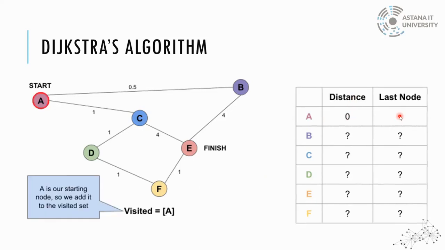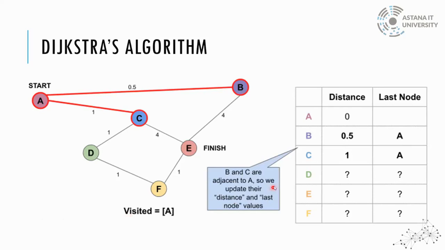The next thing is that A is our starting node, so we add it to the visited set. As I mentioned before, we have some visited set. That would also be a hash set. I will show you the implementation part, so don't panic.